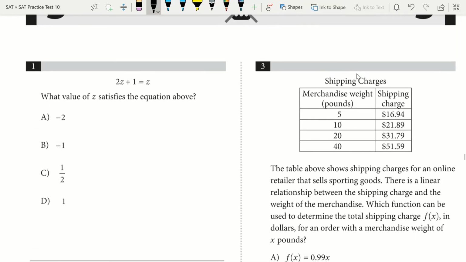What value of z satisfies the equation above? Well, what I'm going to do is go ahead and subtract 2z from each side. That way I can isolate z on one side with my constant on the other. Z minus 2z gives me negative z is equal to 1, which tells me that z will equal negative 1. So my answer will be B.